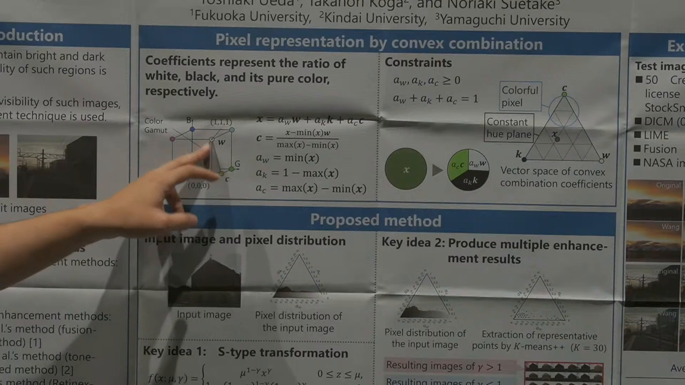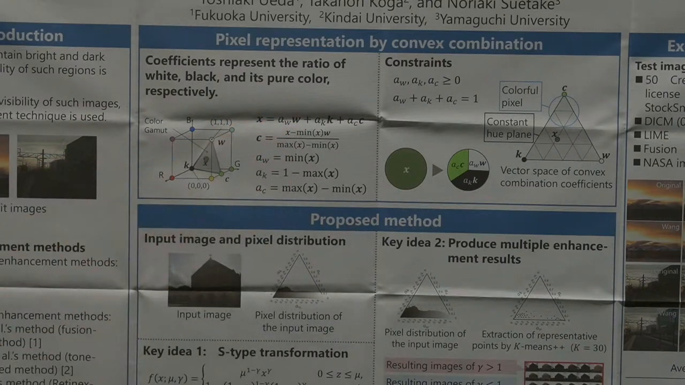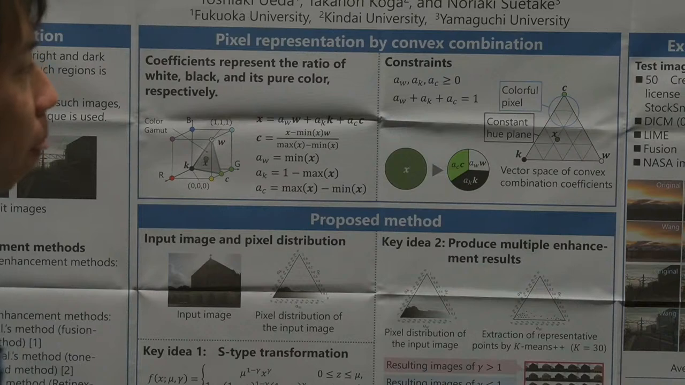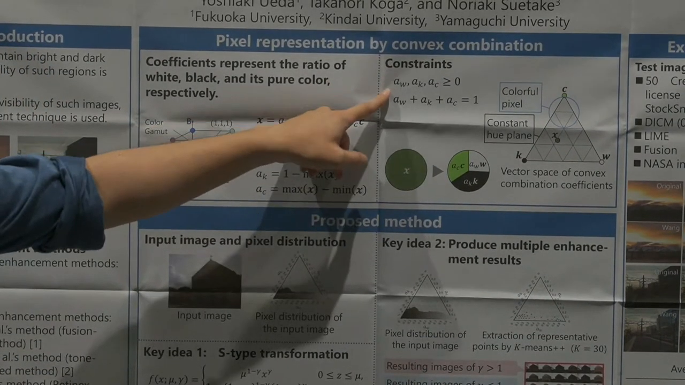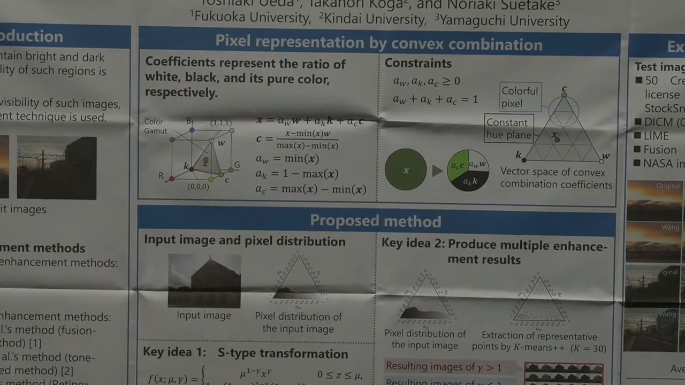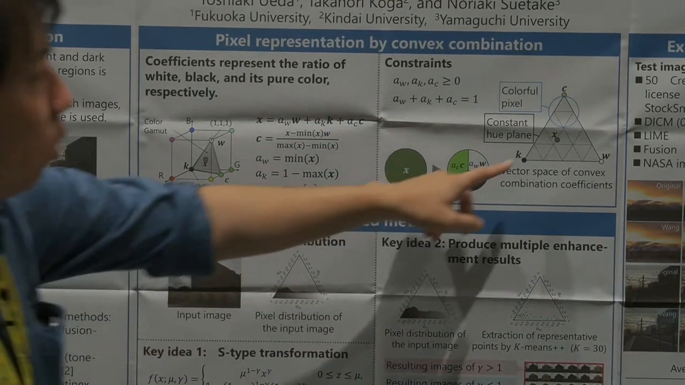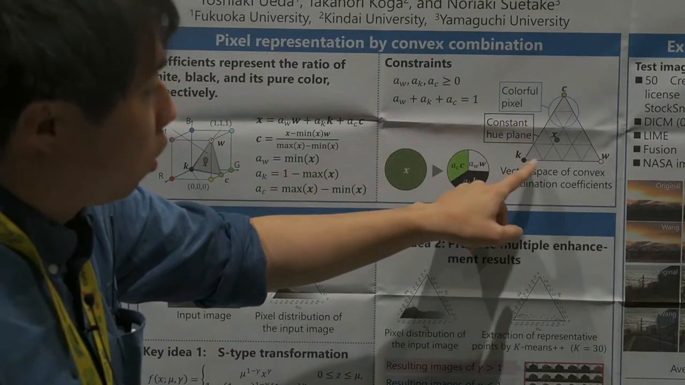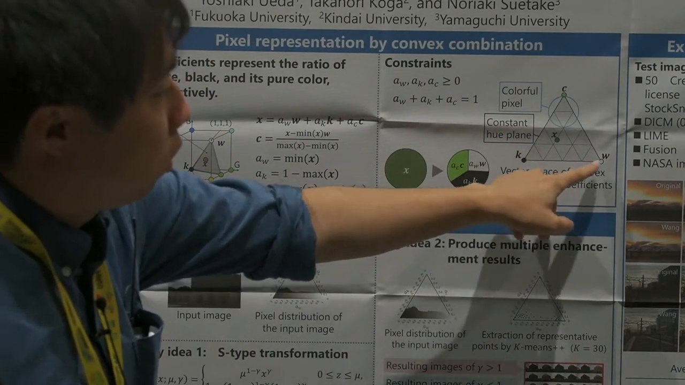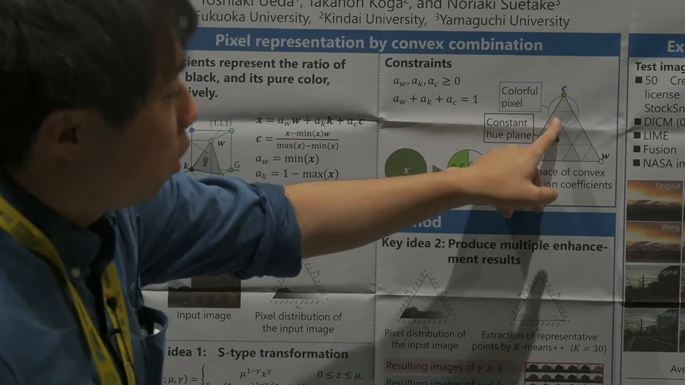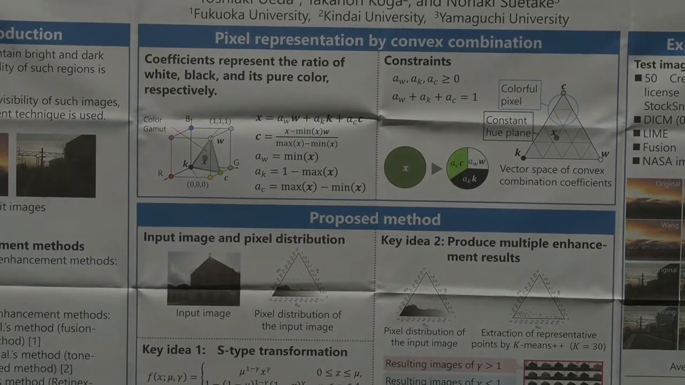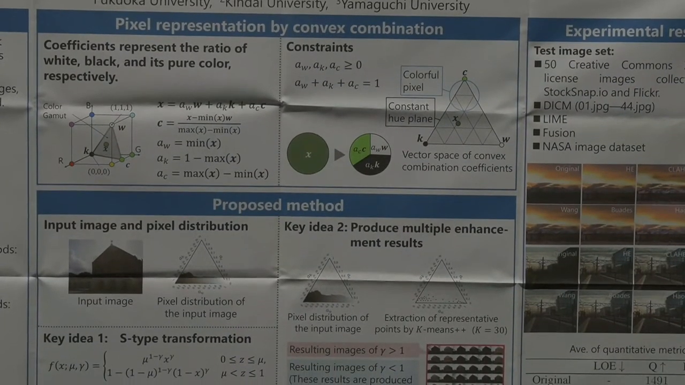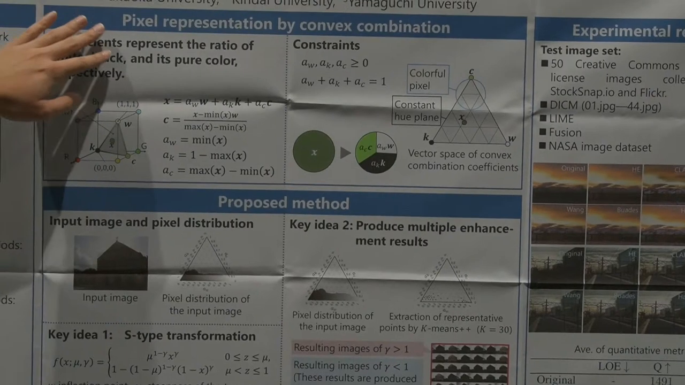To explain the pixel using this equation, we can see that X is a mixture of white, black, and pure color. And these equations have these constraints. The pixel X is located in the triangle, and black pixels are nearby here, white pixels are nearby here, and pure color and colorful pixels are at the top of the triangle. So we use this convex combination.